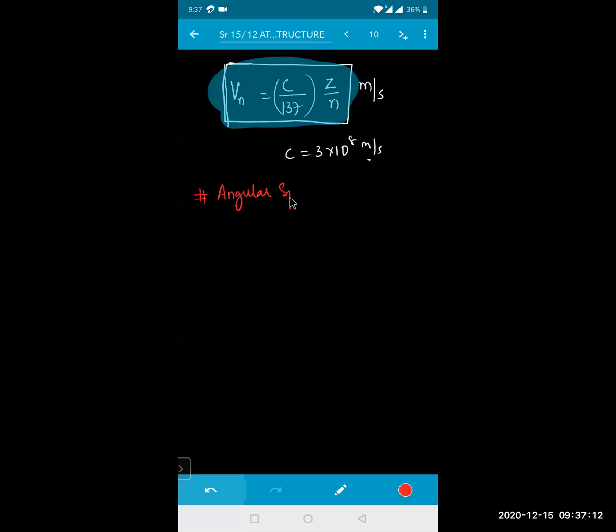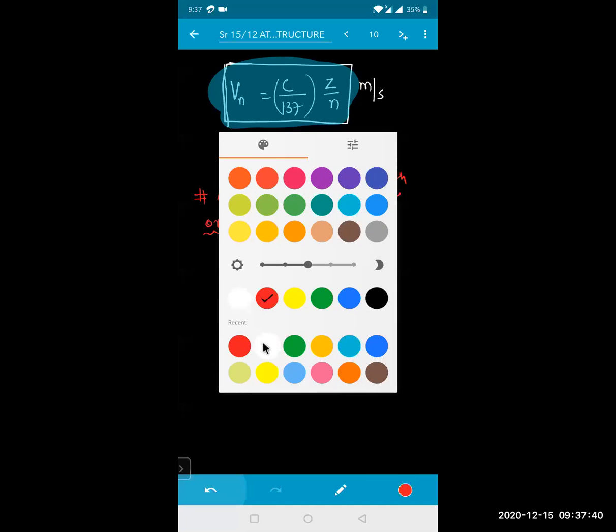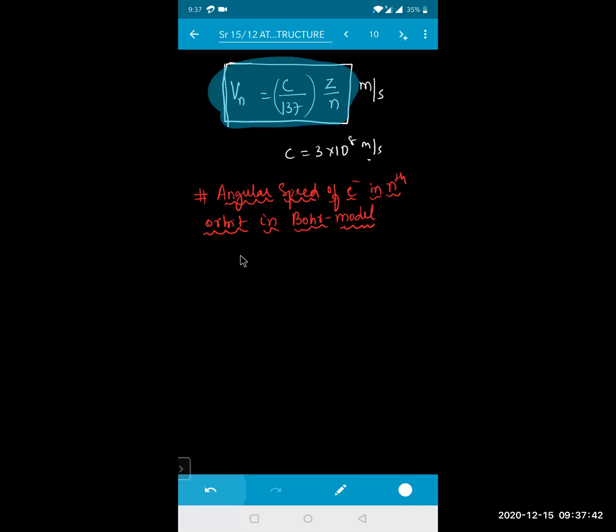It moves in a circular path, right? So what will be the angular speed of your electron in your nth orbit in Bohr's model? We are talking about the angular speed of the electron in the nth orbit in Bohr's model. How do you calculate the angular velocity? Can anyone tell me, beta? You have a formula in circular motion.